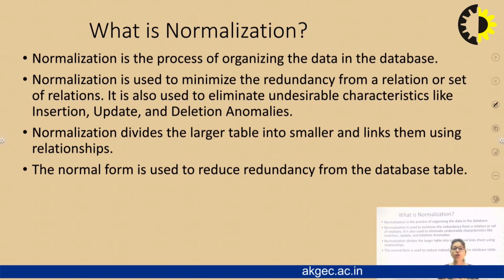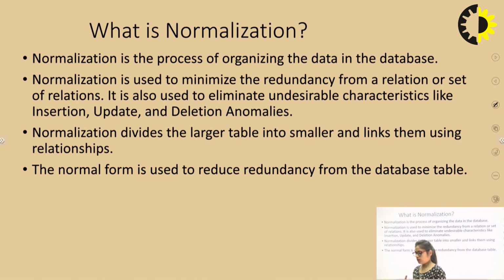The second one is that normalization is used to minimize redundancy from a relation or set of relations. It is also used to eliminate undesirable characteristics like insertion, updation, and deletion anomalies. Normalization divides the larger table into smaller ones and links them using relationships. Basically, normalization is dividing our large set of data into small subsets and linking them with the help of relationships. Now, the normal form is used to reduce redundancy from the database table.